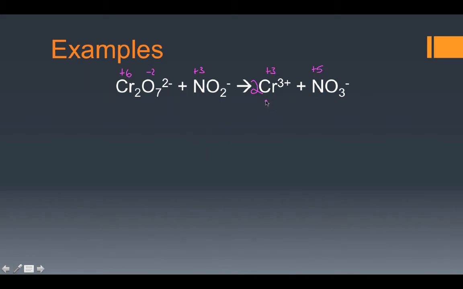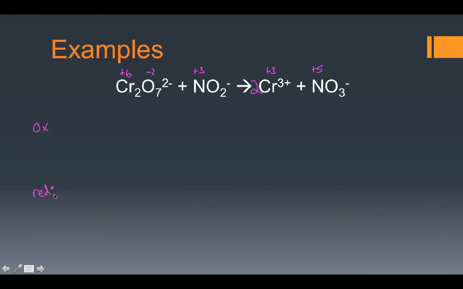Now that we have our oxidation numbers assigned, we can clearly see what's being oxidized and being reduced. Chromium is going from the +6 state to the +3 state. That is reduction. Nitrogen is going +3 to +5. It's increasing in charge. That is oxidation. So we're going to write our reduction and oxidation half reactions.